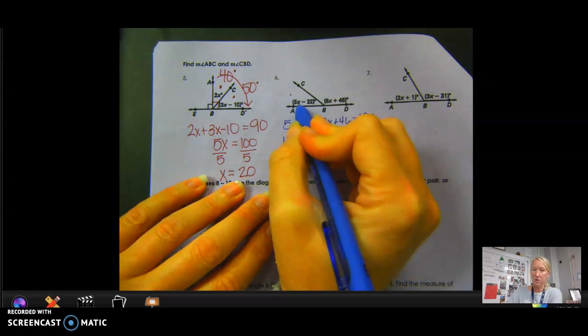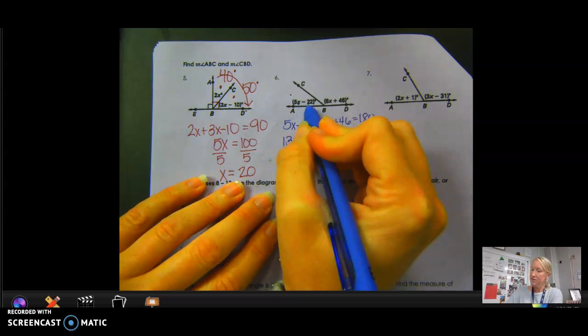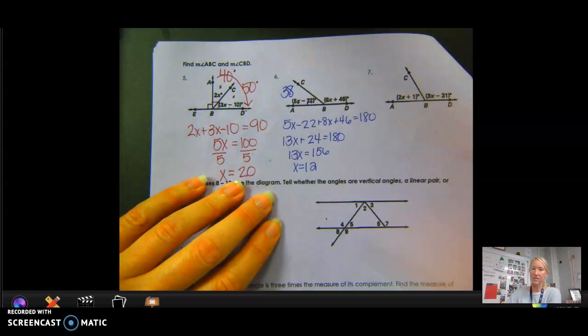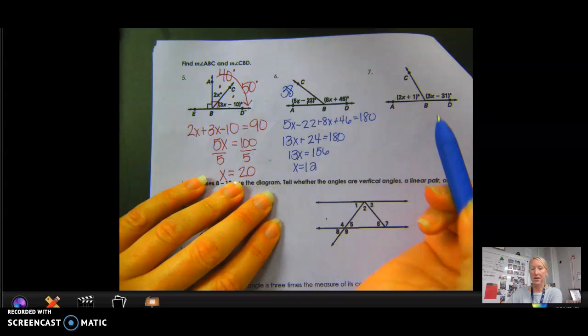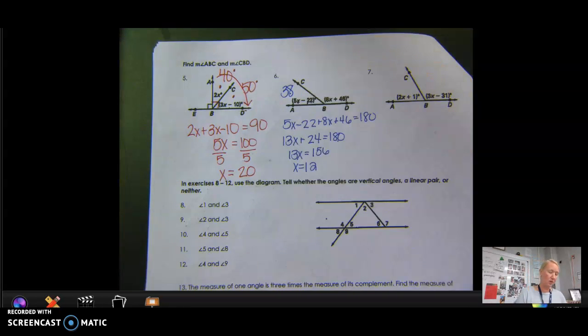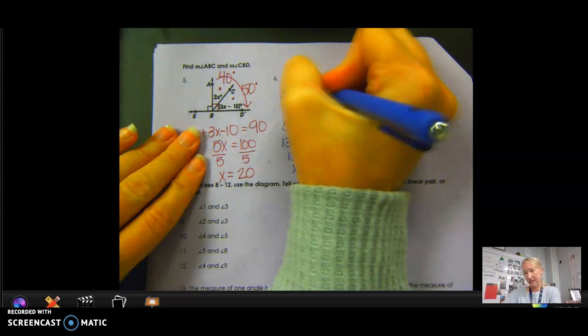So 5 times 12 is 60. 60 minus 20 is 40. 40 minus 2 is 38. So this guy is 38. We know that these two add up to 180 together because they are supplementary or a linear pair. So I'm going to do 180 minus 38, and I get 142 for this guy.